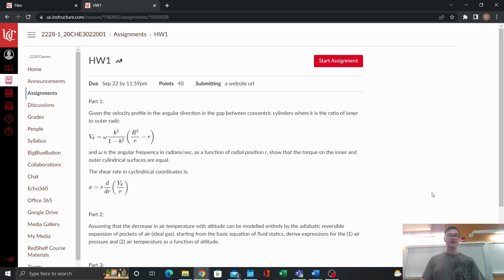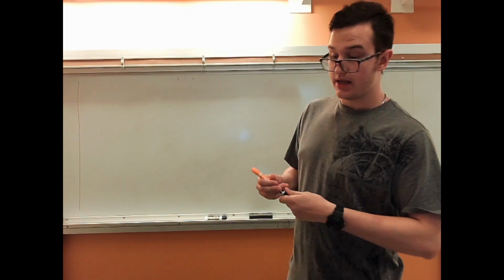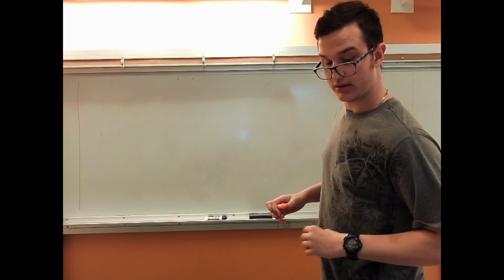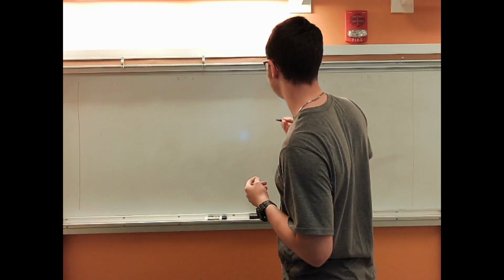It also gives us the shear rate in cylindrical coordinates as sigma equals the radius multiplied by the derivative with respect to r of the angular velocity divided by said radius. So I'm going to swap over to the camera only so I can work this out on the whiteboard behind me. So I'm going to draw out a picture.